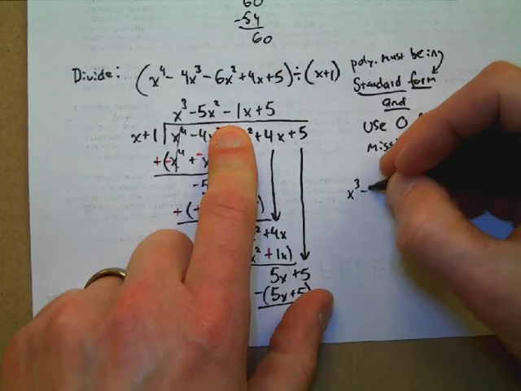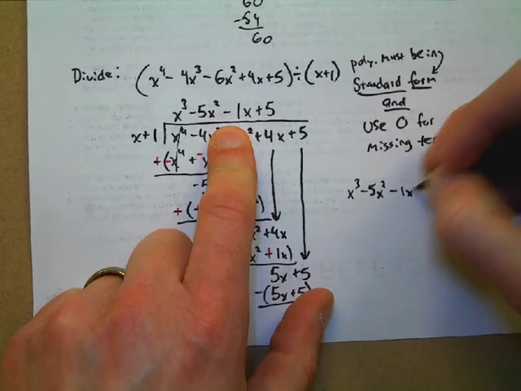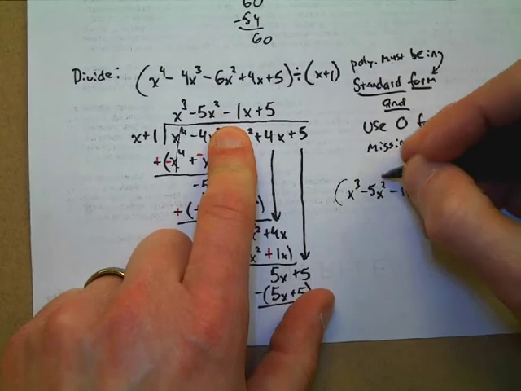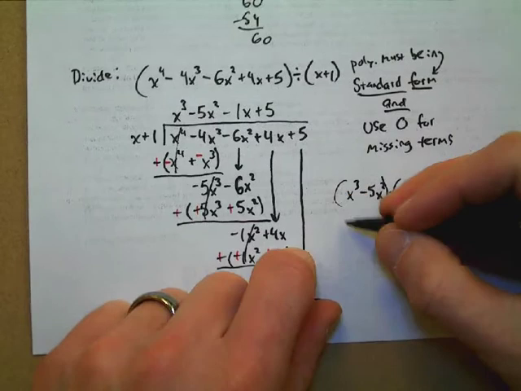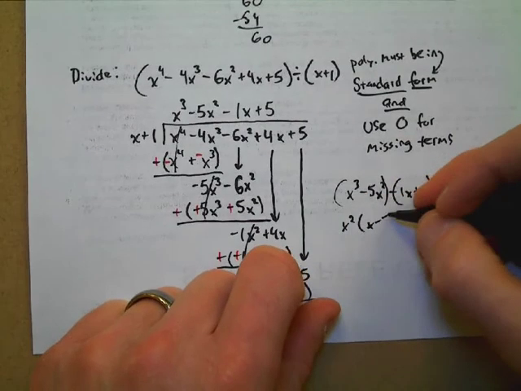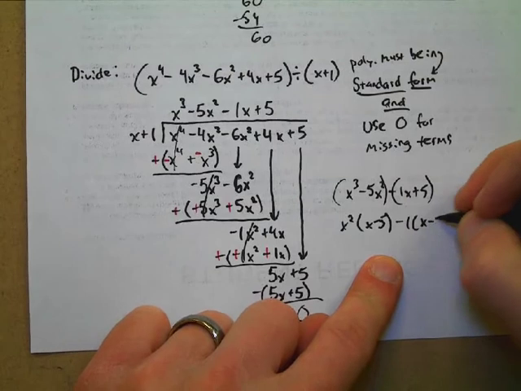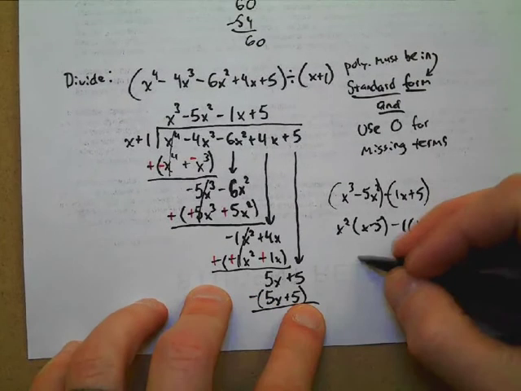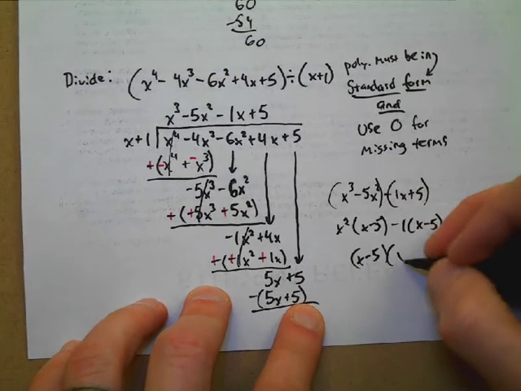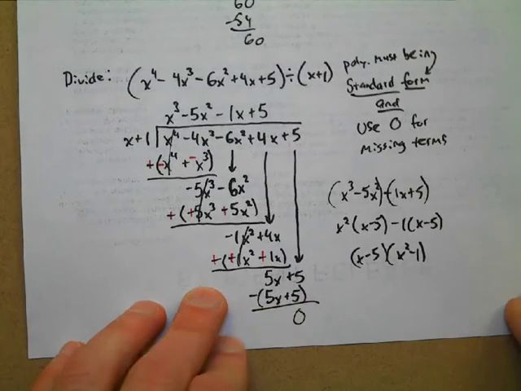Grouping. Yeah, let's watch. So group the first two, group the second two. From that first group, we can take out an x squared and then leave an x minus 5. From the second group, we can take out a minus 1 and have an x minus 5. And I can take out the x minus 5. I'm left with x squared minus 1, but wait, there's more.